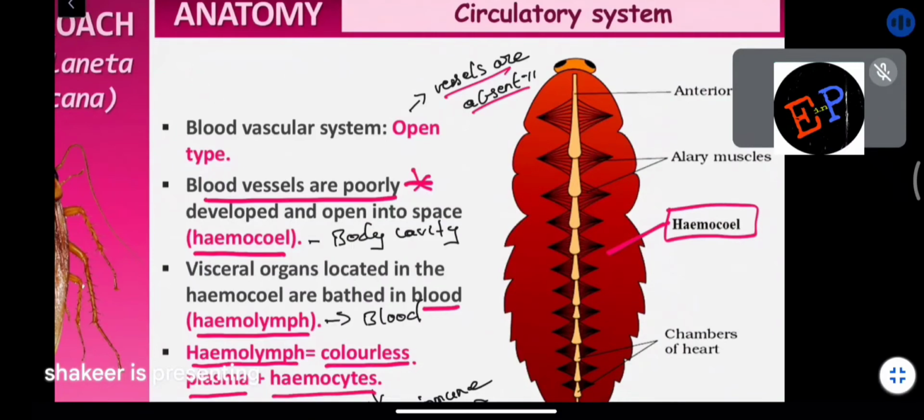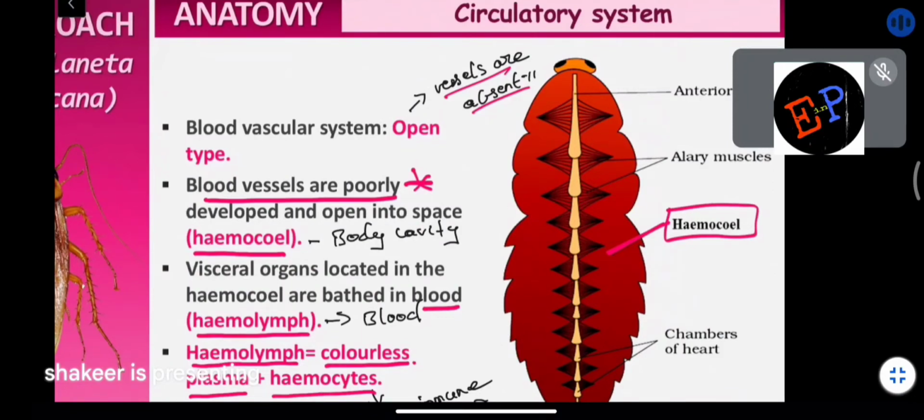So hemolymph is the name of the blood, and the blood contains plasma. We have many types of cells in our blood. We have RBCs, WBCs, neutrophils, all these are present. But in the case of cockroaches, the major components are plasma, that is the liquid part of the blood, and hemocytes. These are the cells responsible for protecting the cockroach from external viruses and bacteria, which is part of the immune system. So hemocytes are responsible for developing the immune system of the cockroach.